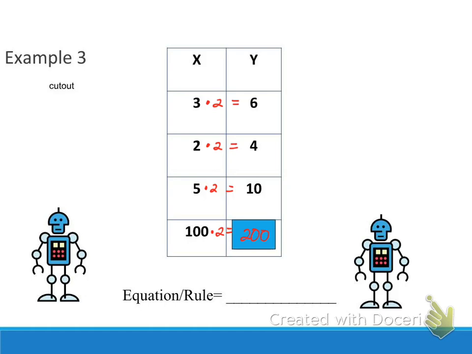And our rule is x times 2 equals y. X times 2 equals y. But let's write it the best way, which looks like this. 2x equals y. Do you take off points if we don't write it like that? No.